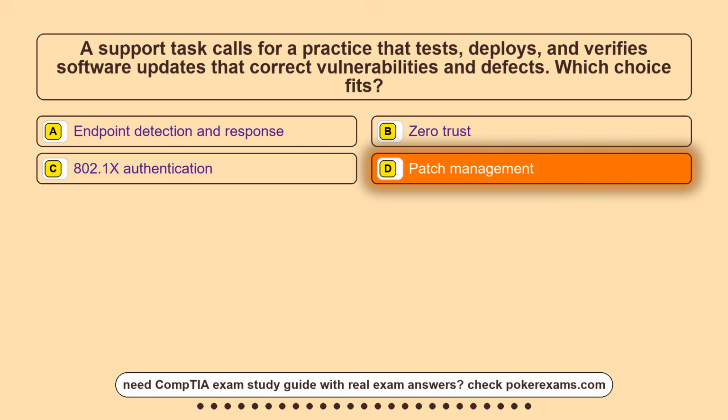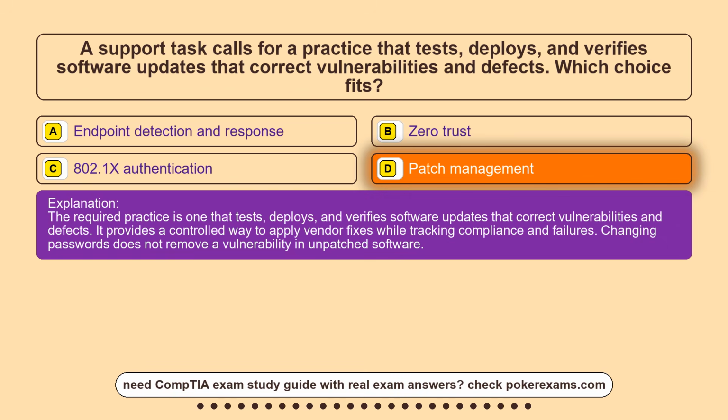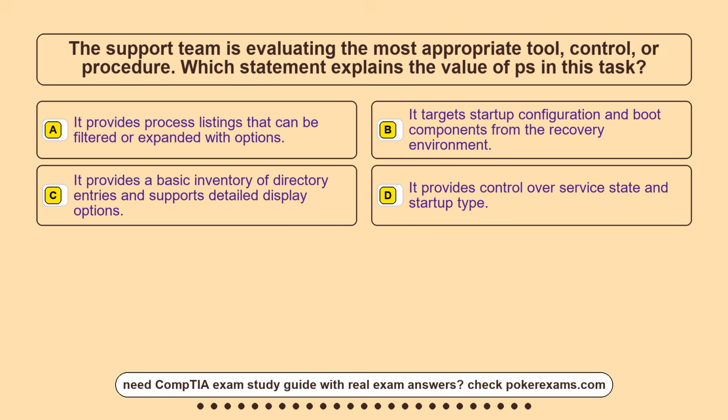Patch management. The required practice is one that tests, deploys, and verifies software updates that correct vulnerabilities and defects. It provides a controlled way to apply vendor fixes while tracking compliance and failures. Changing passwords does not remove a vulnerability in unpatched software. Question 10. The support team is evaluating the most appropriate tool, control, or procedure. Which statement explains the value of PS in this task?